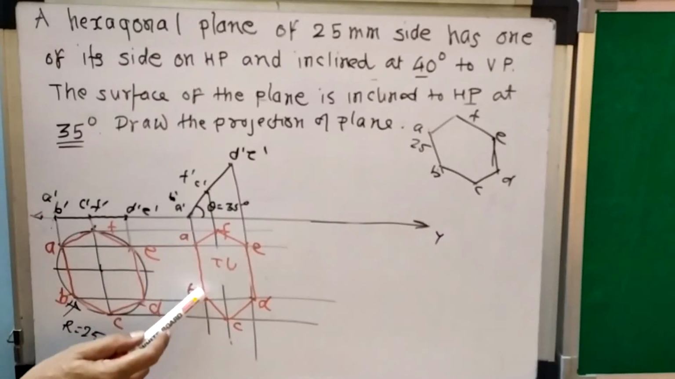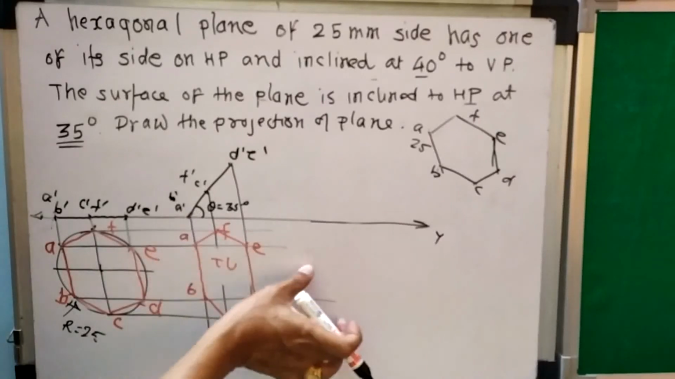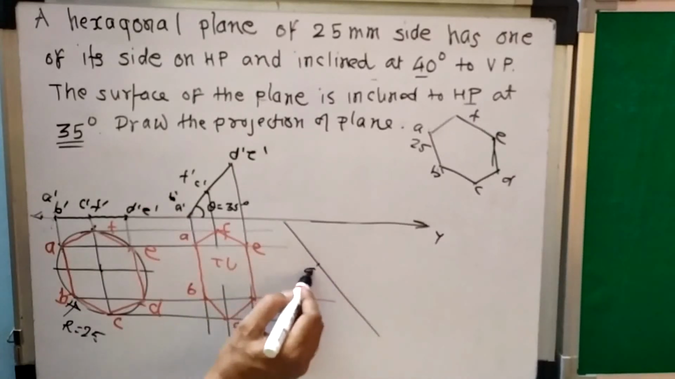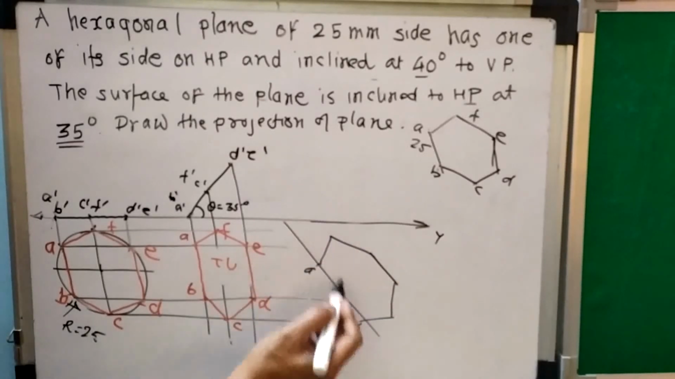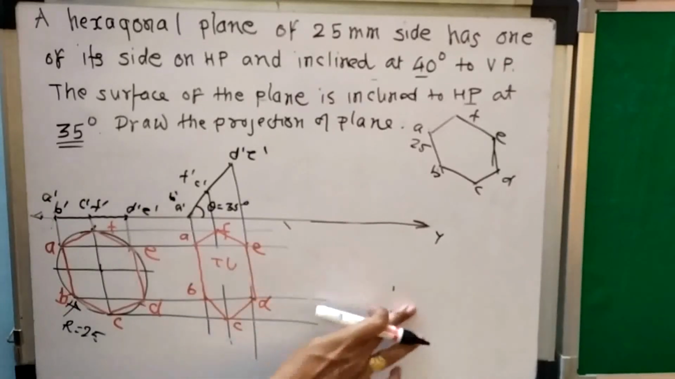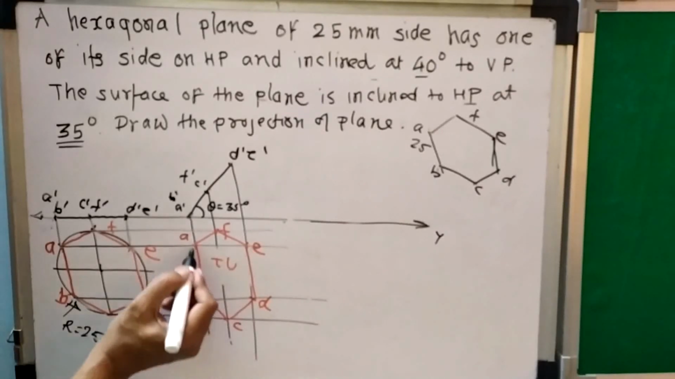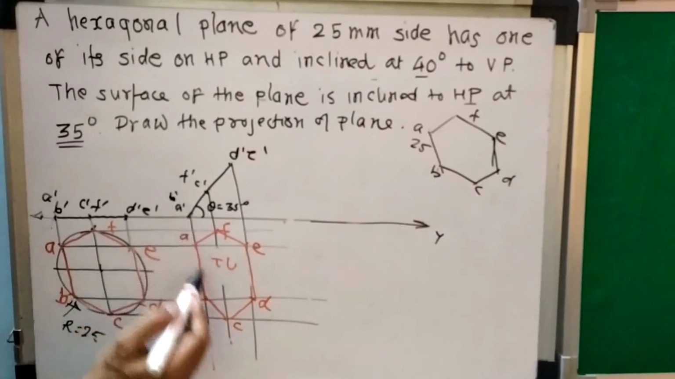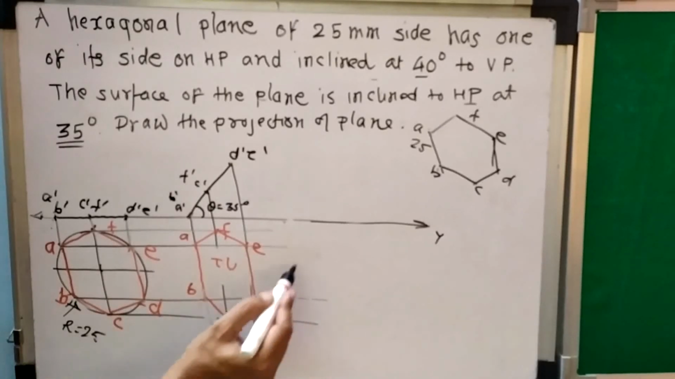This side is inclined to VP at 40 degree. So what we will do, either I will take this AB, turn it and reconstruct this hexagon and project it, and you will get the front view here, or otherwise you can go by the auxiliary plane method. In the auxiliary plane method, I know that to this AB I have to take an auxiliary plane.